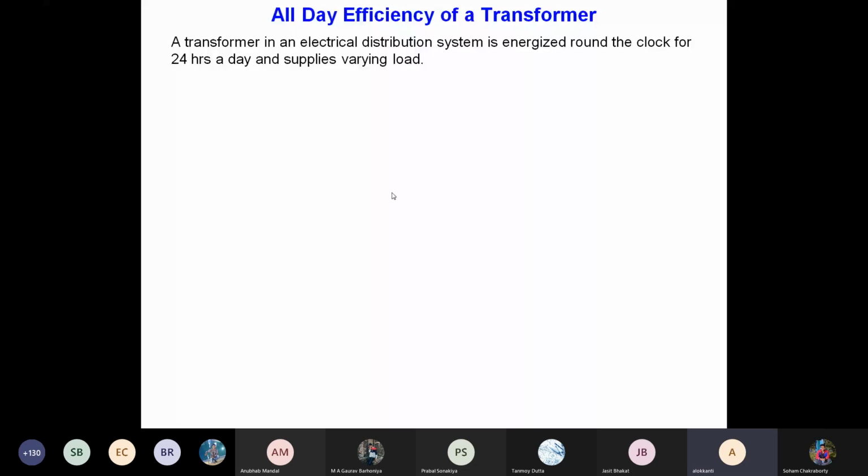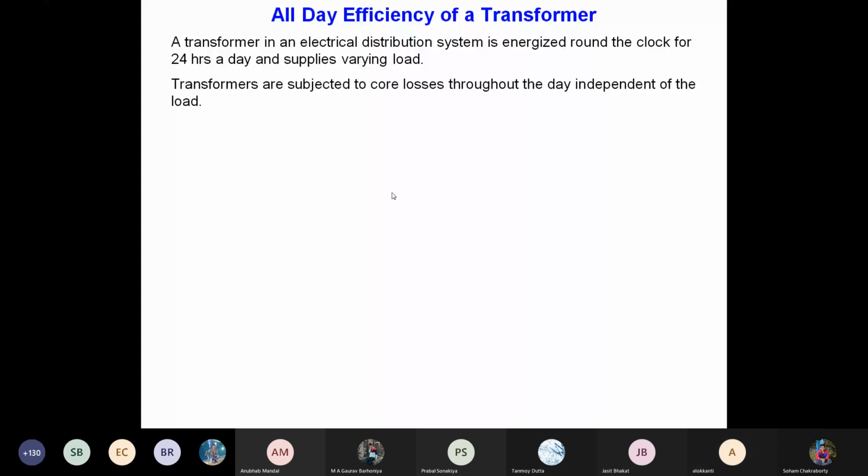So these transformers are subjected to core losses throughout the day, independent of the load. Whether you consume any load or not, whether your LBS hall or MMM hall, whichever hostel you are in, whether there are 500 boarders or 1200 boarders, or no boarders at all, at least some core losses are incurred because the transformer supplying that hall is energized. It is supplying the dining hall, the kitchen, the hall office and all. So this transformer is subjected to losses throughout the day, independent of the load.